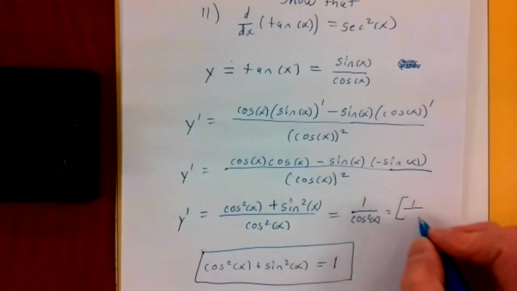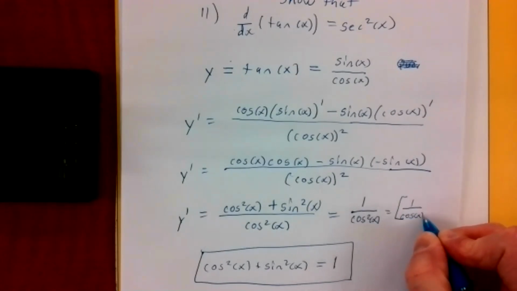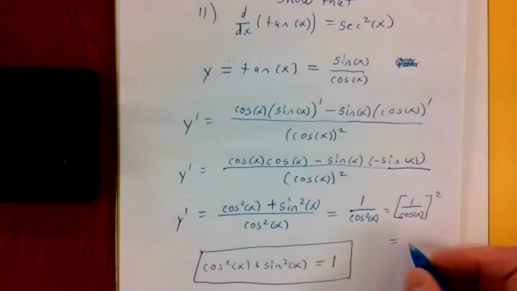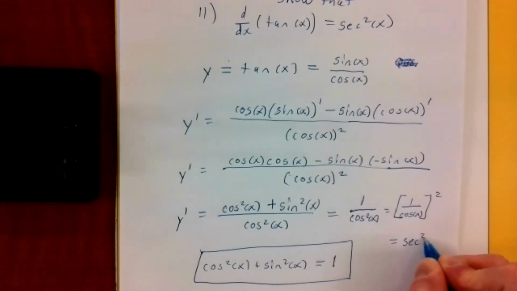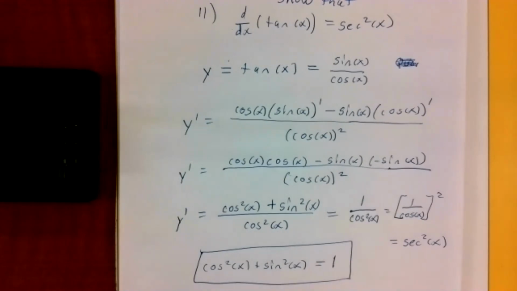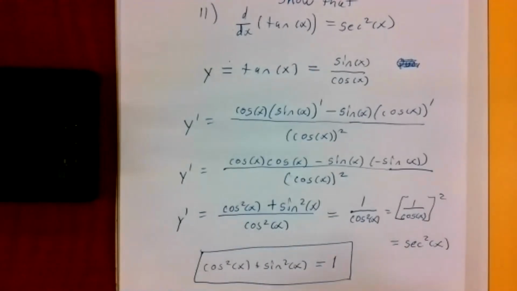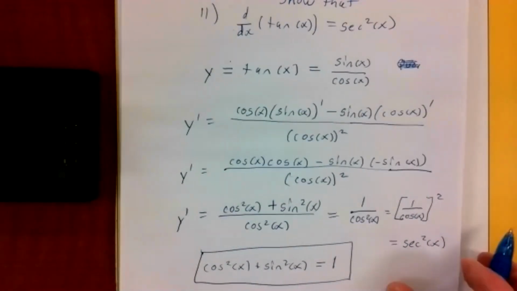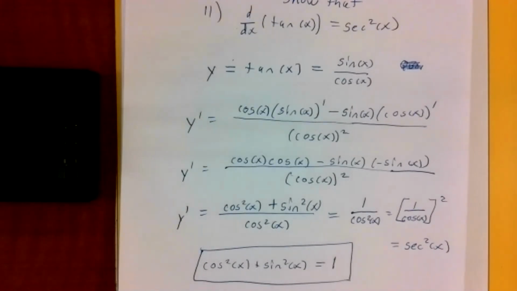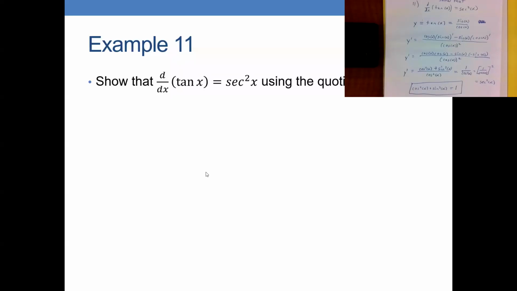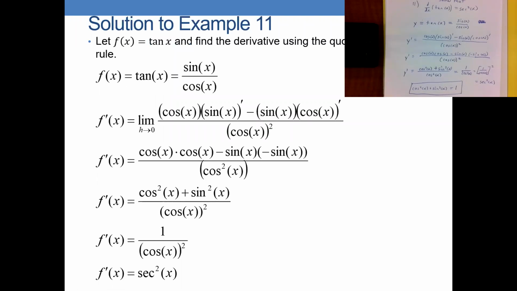And then if we have 1 over cosine, that is equal to secant. So we were able to show that the derivative of tangent is secant squared x. I'll leave that up there if you want to copy it.